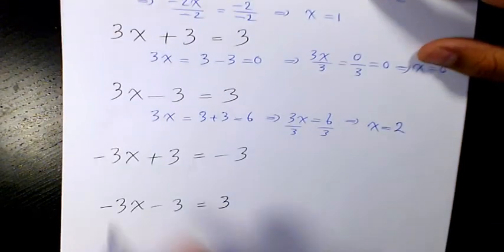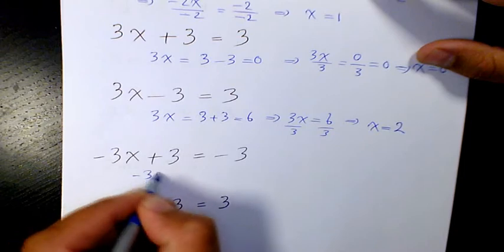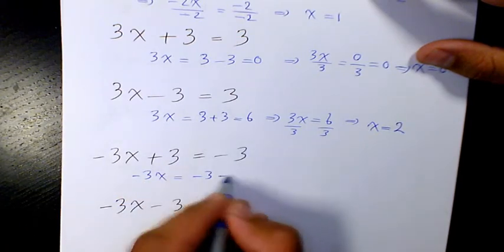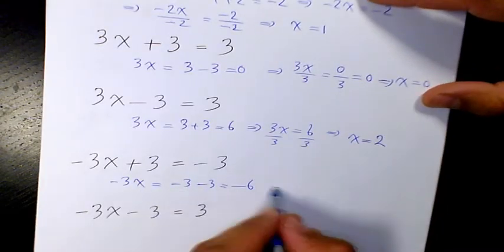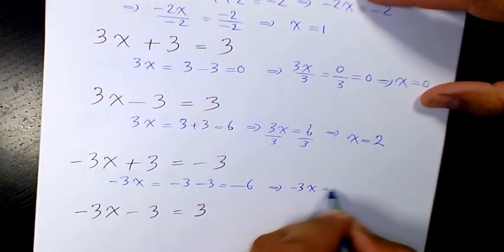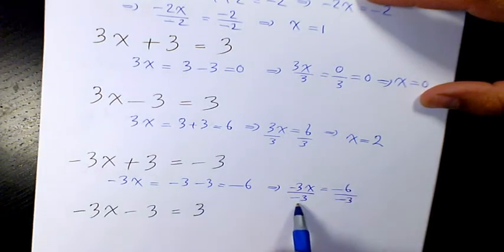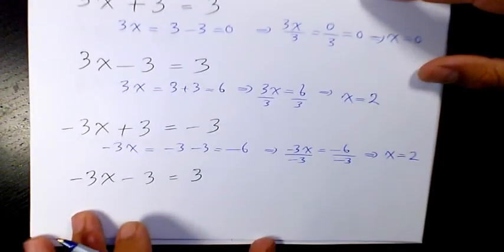Next one, negative 3x plus 3 equals negative 3. So we have negative 3x, and 3 in here. You move 3 to the other side. It's going to be negative 3 minus 3, which is negative 6. So negative 3x equals negative 6. So I need to divide both sides by negative 3. Negative 3x divided by negative 3 is going to be x. Negative 6 divided by negative 3 is going to be positive 2. So x equals positive 2.